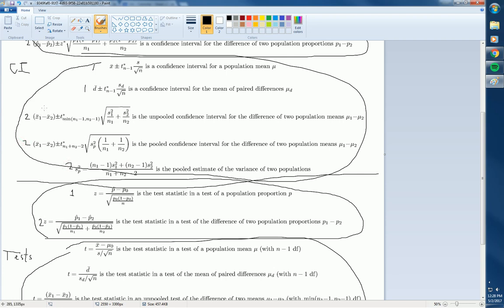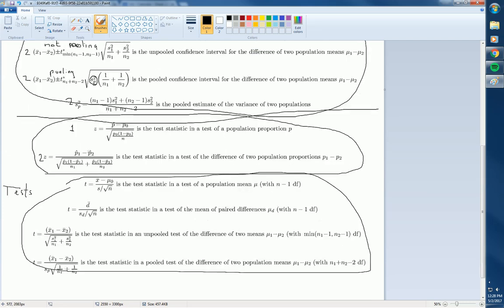This one is for not pooling. It's the general interval, which always works. And then this one is for pooling, and it just so happens that when you pool, you need an extra formula because you need to calculate s squared sub p. So that's what the other formula is down here. It gives you s squared sub p.